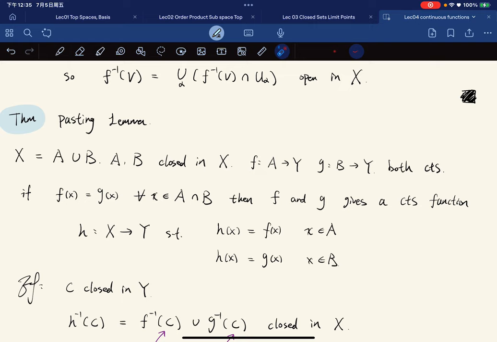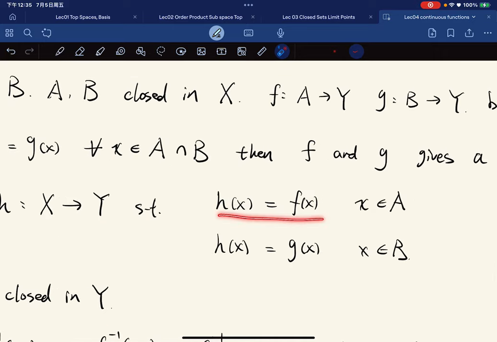So we can paste two continuous functions to give you another continuous function. Here's the statement: if you have a union of closed sets, and on each set we define a continuous function, and they agree on the intersection, then if you paste them together, it gives you a new continuous function such that H equals F on A and equals G on B.